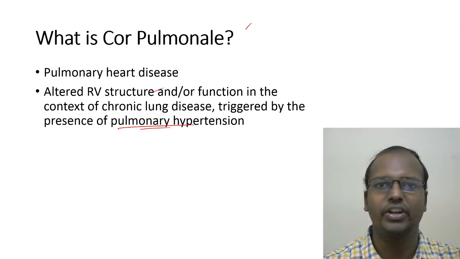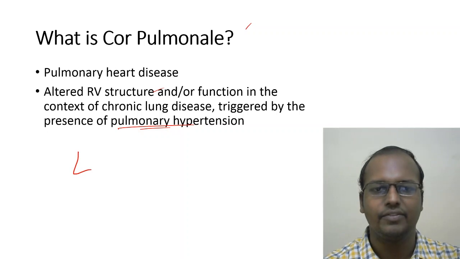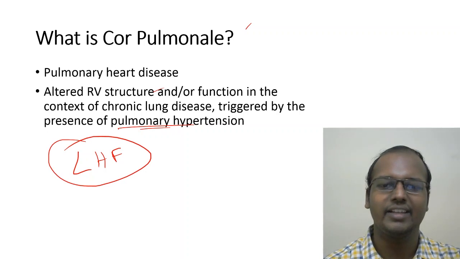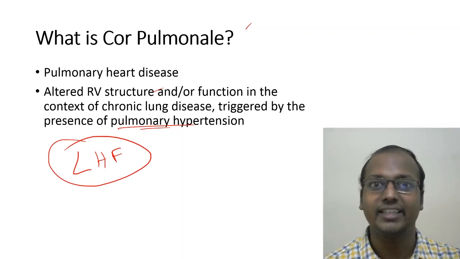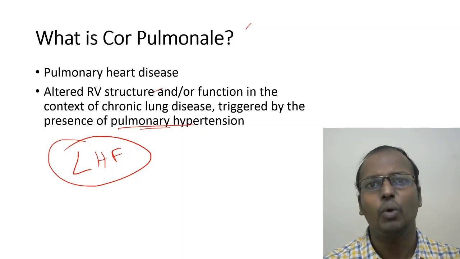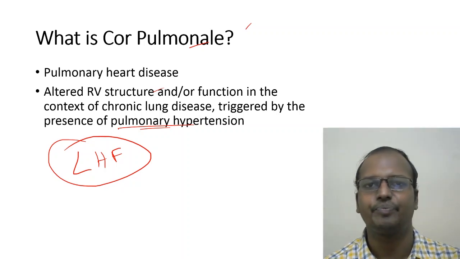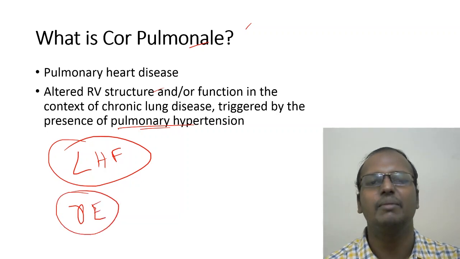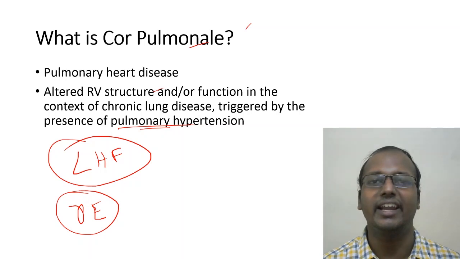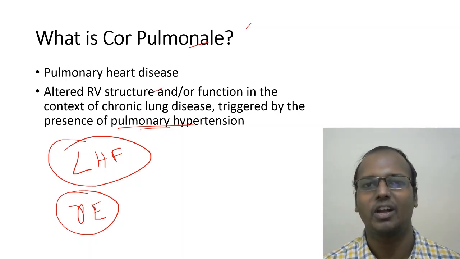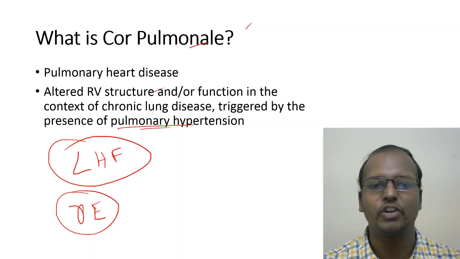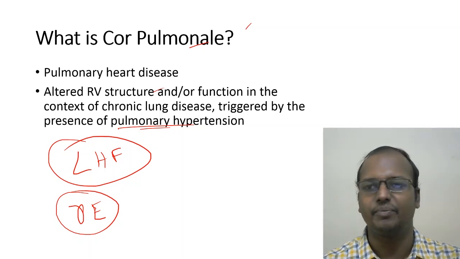Remember, the most common cause of right heart failure is left heart failure. This is very important. But when lung disease causes right heart failure, that is called cor pulmonale. Now tell me, what is acute cor pulmonale? Which lung disorder can cause acute right heart failure? It is acute pulmonary embolism. Pulmonary embolism suddenly blocks the pulmonary artery and can acutely cause right heart failure. So that is called acute cor pulmonale.